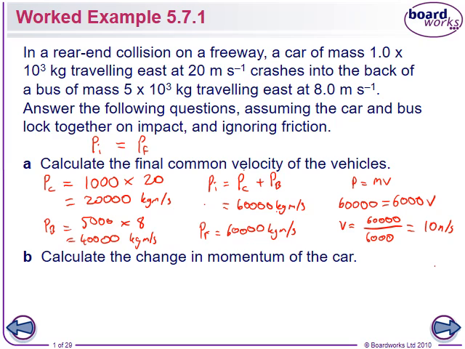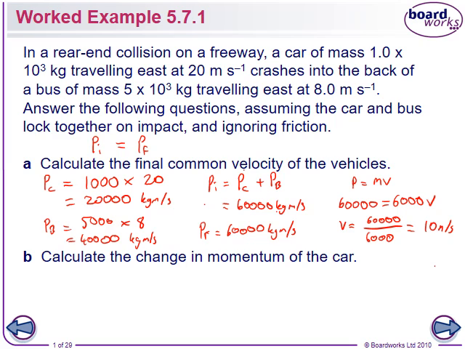Okay, so our car was traveling at 20 meters per second, our bus was traveling at 8. They collide. It sort of makes sense that the velocity of them both afterwards would be between those two, which is what we've got, 10. If you have a car travelling at 20 and a bus travelling at 8 and the final speed is 40, that seems unlikely. So you may need to check what you've done wrong there.